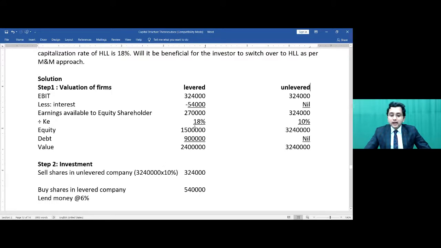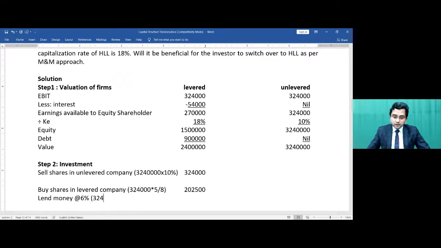But how much money should I lend? So the answer is your lending should be in proportion of 15 lakh is to 9 lakh. So that is 5 is to 3. So 5 is to 3, buy shares in levered company. It will be like 3,24,000 into 5 by 8. I want to divide it in the ratio of 5 is to 3. So I'll do 5 by 8 and 3 by 8. So 3,24,000 multiplied by 5 divided by 8 will give me 2,02,500 rupees.